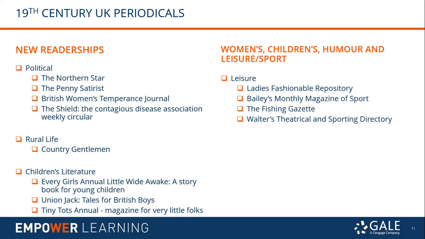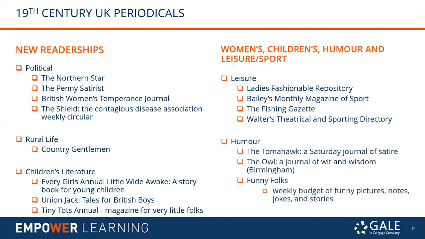Again, think that they didn't have all of the options for entertainment that we have today, but you can see how they entertained themselves by looking at these periodicals. And then in terms of humor, which everyone needs, there's the Tomahawk, which is a Saturday journal of satire. There's one out of Birmingham called the Owl, which looks at wit and wisdom. And then there's one called Funny Folks, which is a weekly sort of budget periodical looking at funny images and jokes and stories, as well as notes. So these are some of the variety of things that you'll find in Series 1.